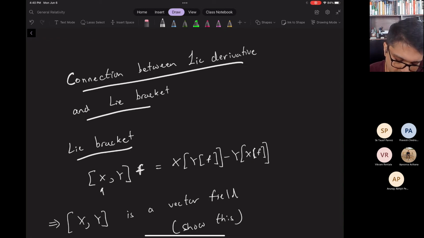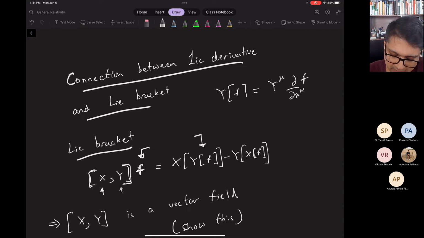Supposing I have two vector fields X and Y, we define the Lie bracket of XY acting on smooth functions f to be Y acting on f. Remember, Y acting on f is just Y^μ ∂_μ f. By definition, this is how we define vector fields, as directional derivative operators. So this makes sense, and this gives you a scalar function.